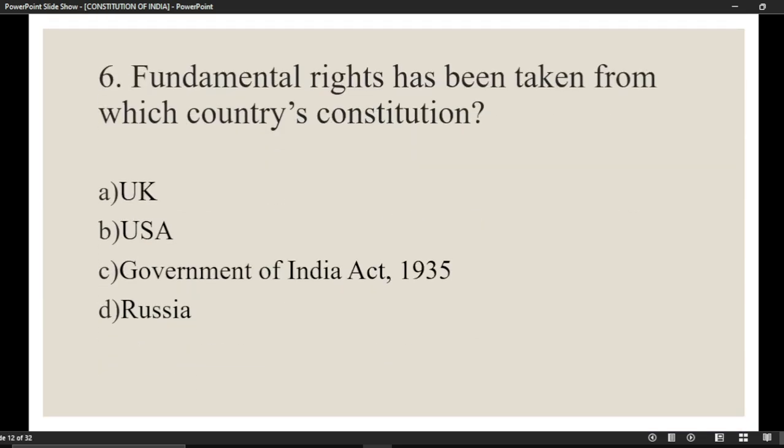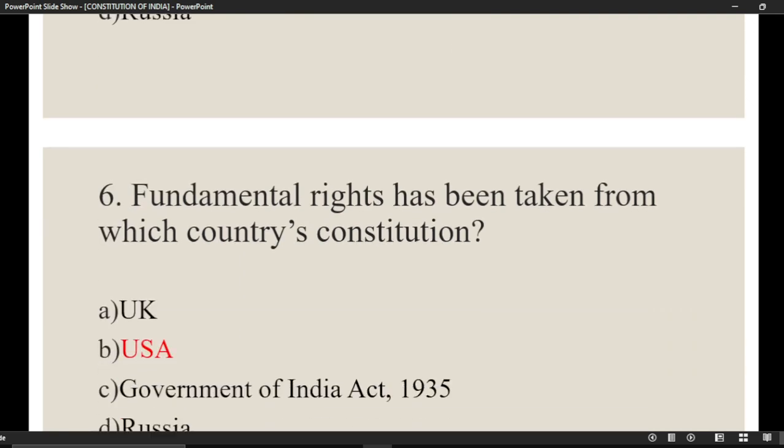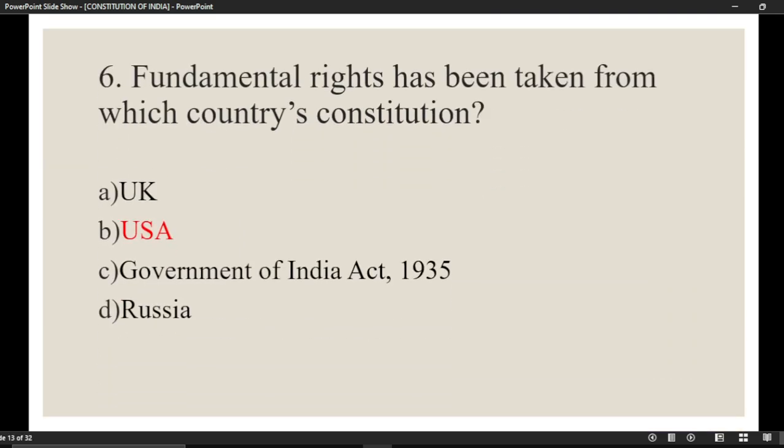Next question. Fundamental rights have been taken from which country's constitution? The options are the United Kingdom's constitution, United States of America, Government of India Act 1935 or Russia. So if we talk about the fundamental rights, they are provided under part 3 of our Indian Constitution, which extends from Article 12 to Article 35, and they have been taken from the Constitution of the United States of America. That means option B is the correct answer.